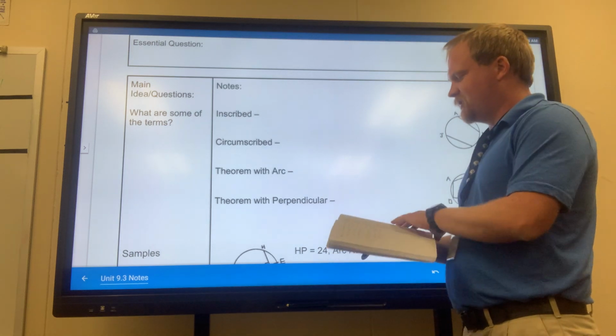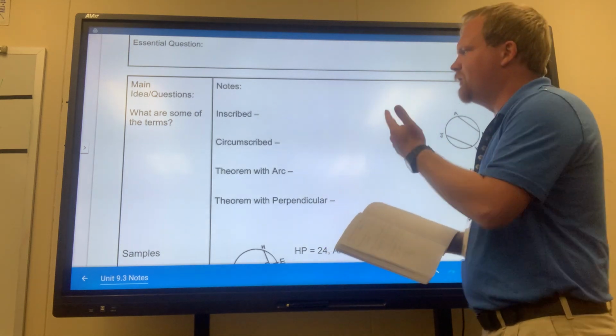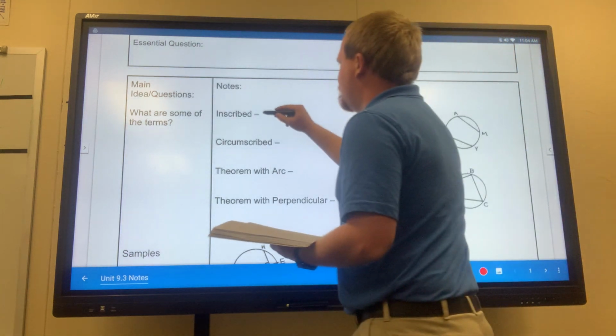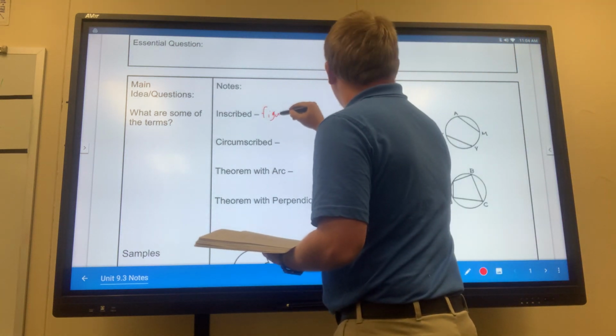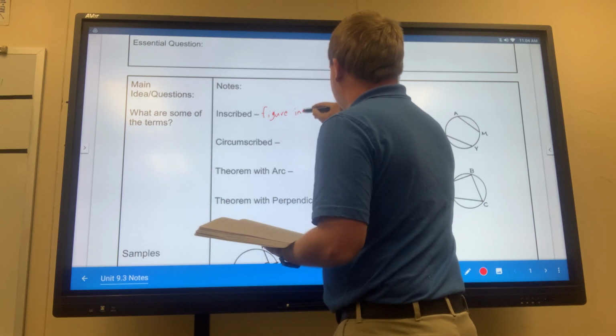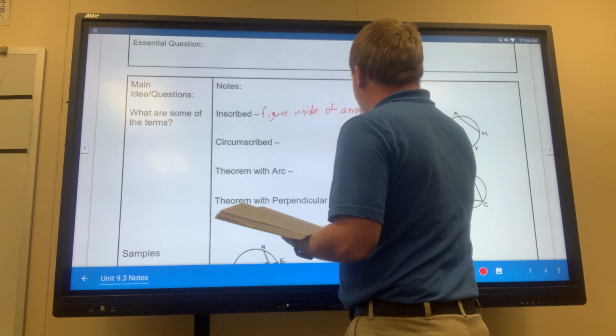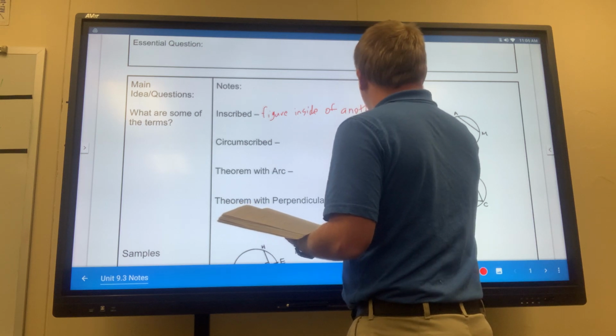what they actually mean when they relate to one another. So one of the biggest things is we got to know our definitions, and one of the definitions is inscribed. Basically, it's a figure inside of another geometric figure.